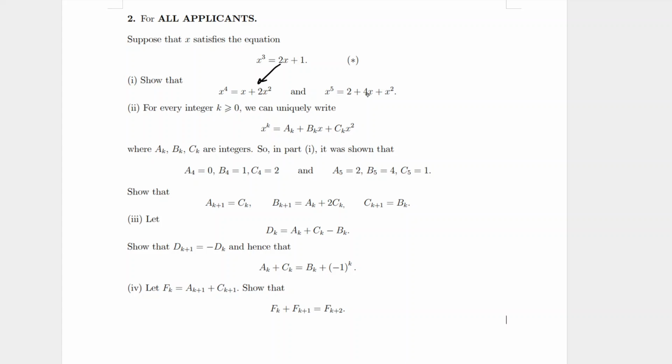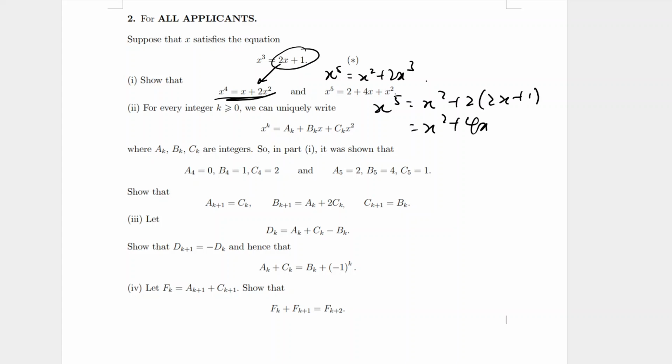How about x to the 5 though? So let's multiply this one by another x. So what have I got? x to the 5 equals x squared plus 2x cubed. Fine. Now, what do we know x cubed is? x cubed is 2x plus 1. So I have x to the 5 equals x squared plus 2x plus 1. Lovely. Then I get the desired result: x squared plus 4x plus 2, as required. Sweet.